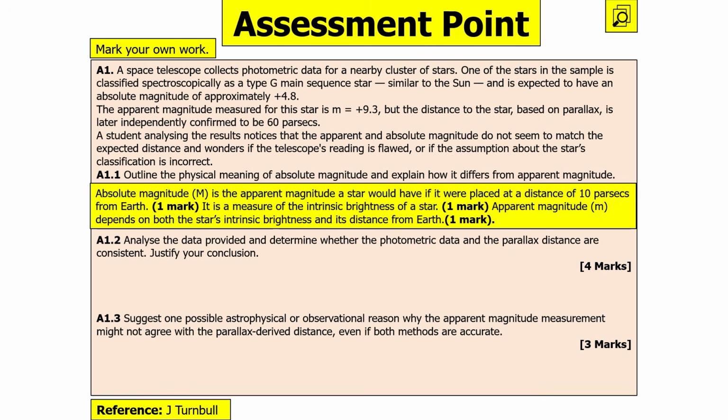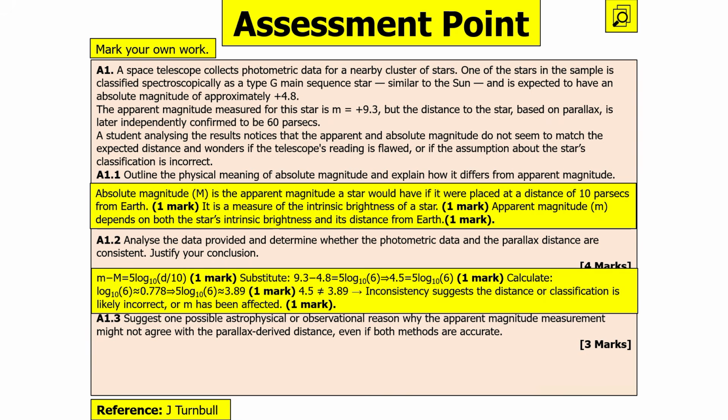The absolute magnitude is the apparent magnitude a star would have if it was placed at a distance of 10 parsecs from the Earth. It is a measure of the intrinsic brightness of a star. The apparent magnitude depends on the star's intrinsic brightness and its distance from the Earth. Now, when we use m minus M equals 5 log d over 10, we pop in the values, and therefore we get the value to be 3.89. Now, it says it's 4.8, it is in fact 3.9, suggesting the distance or the classification is likely incorrect, or the measurement of apparent magnitude is being affected.